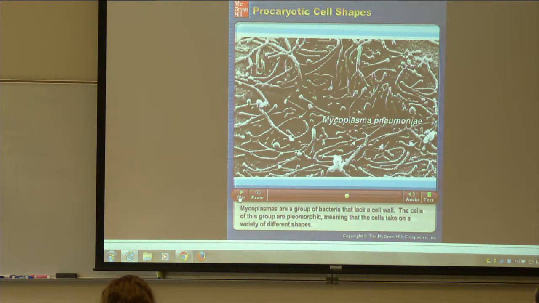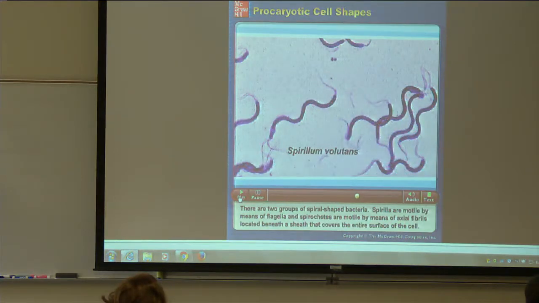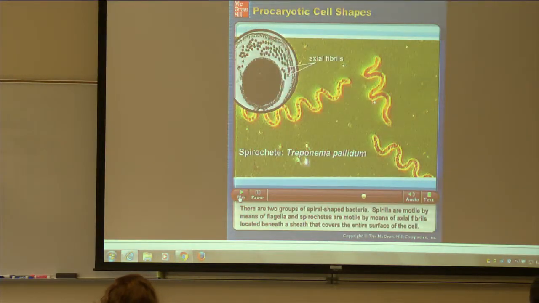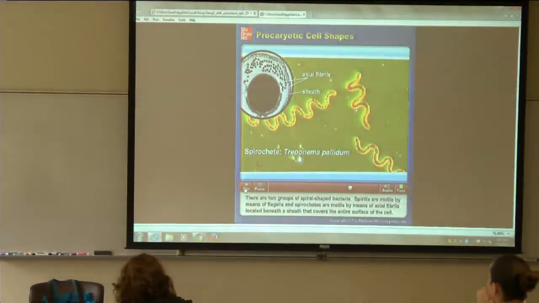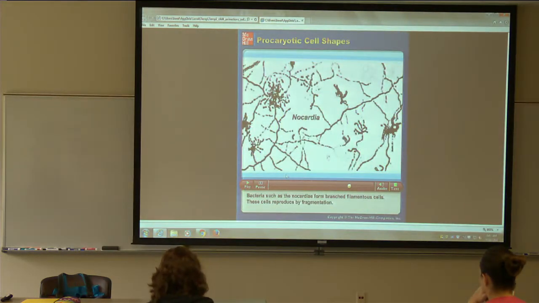Mycoplasmas are a group of bacteria that lack a cell wall. The cells of this group are pleomorphic, meaning that the cells take on a variety of different shapes. There are two groups of spiral-shaped bacteria. Spirilla are motile by means of flagella, and spirochetes are motile by means of axial fibrils located beneath a sheath that covers the entire surface of the cell. Bacteria such as the nocardiae.